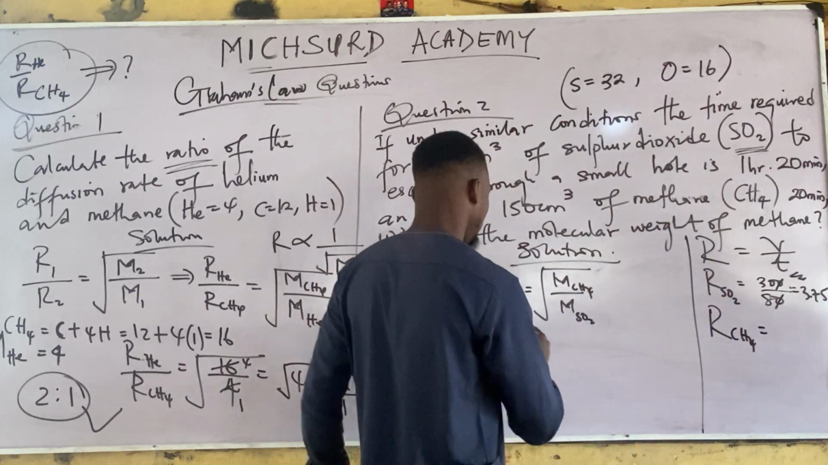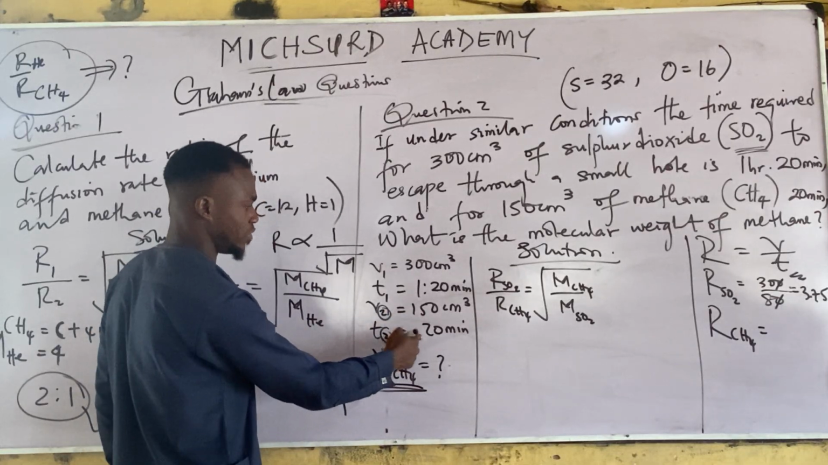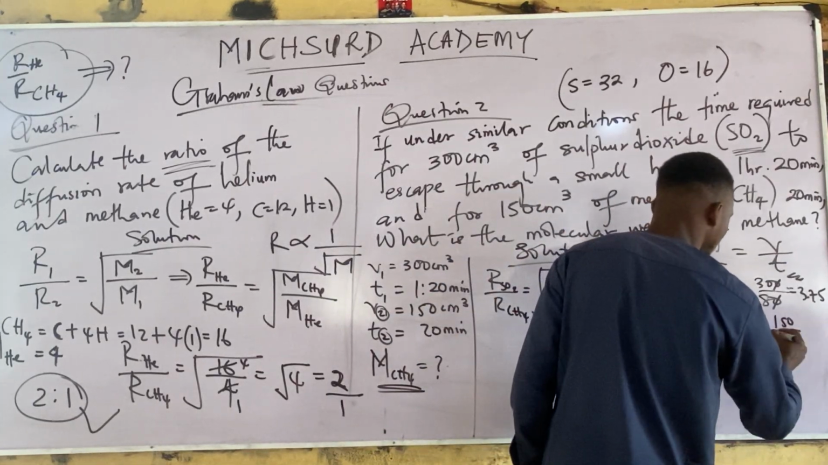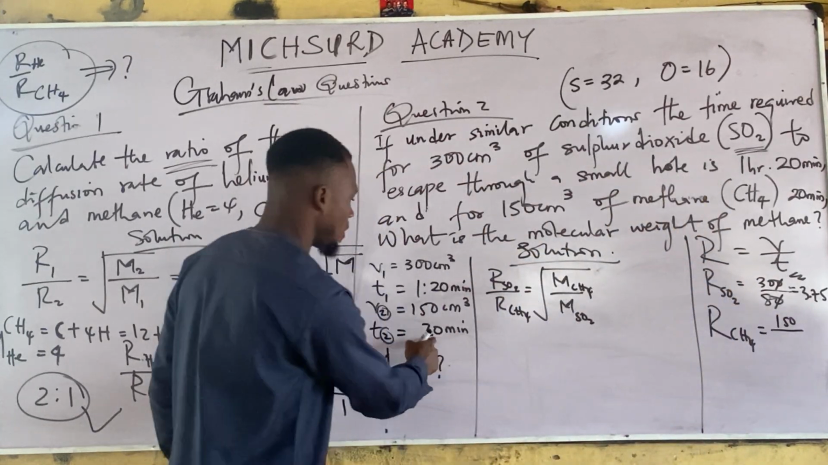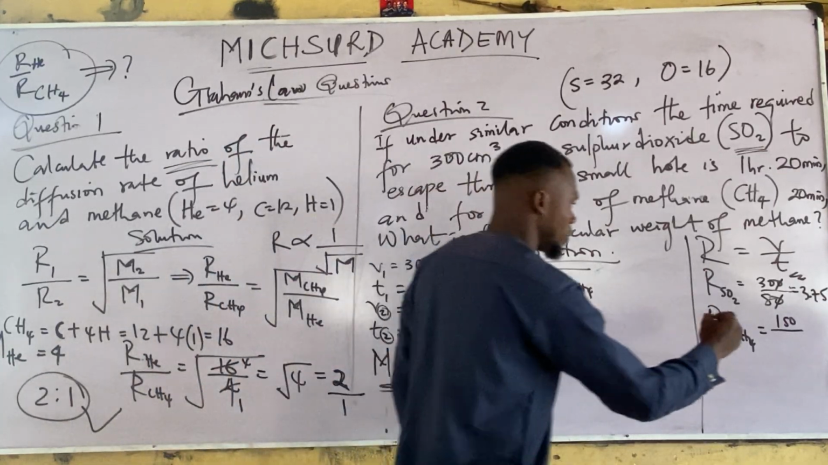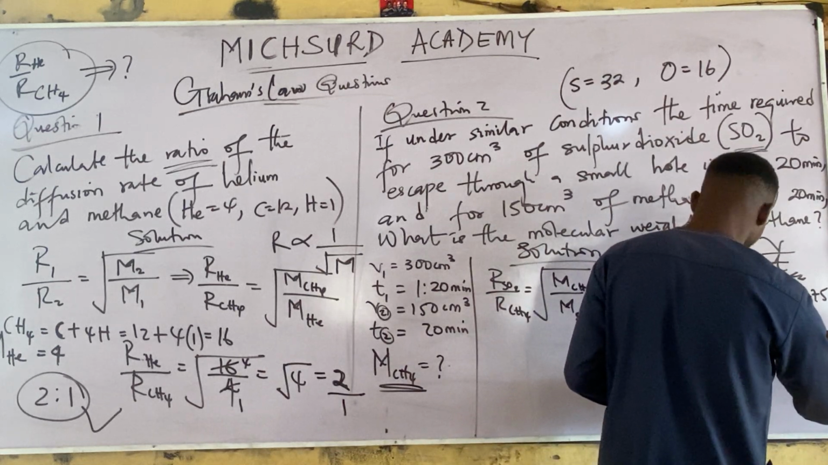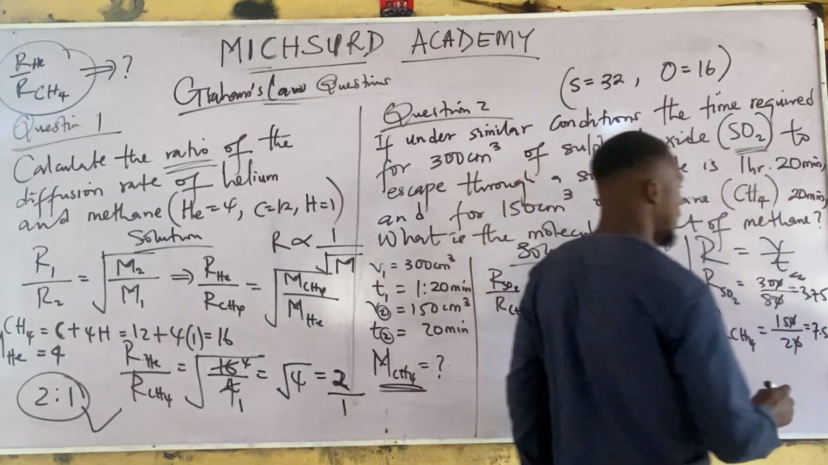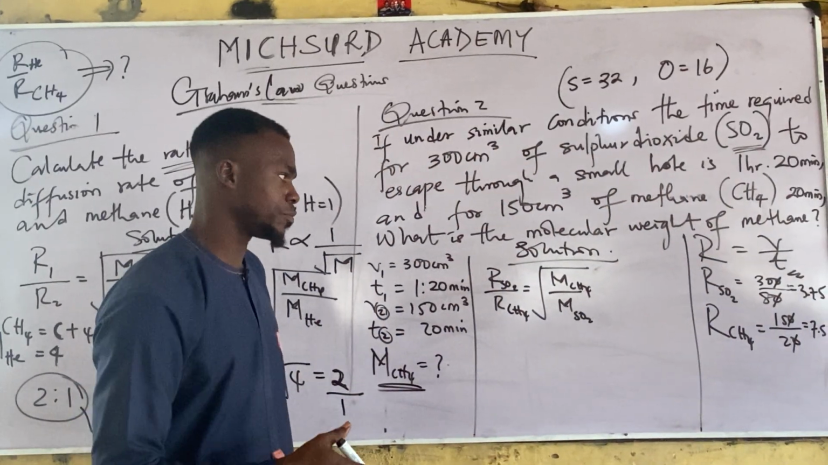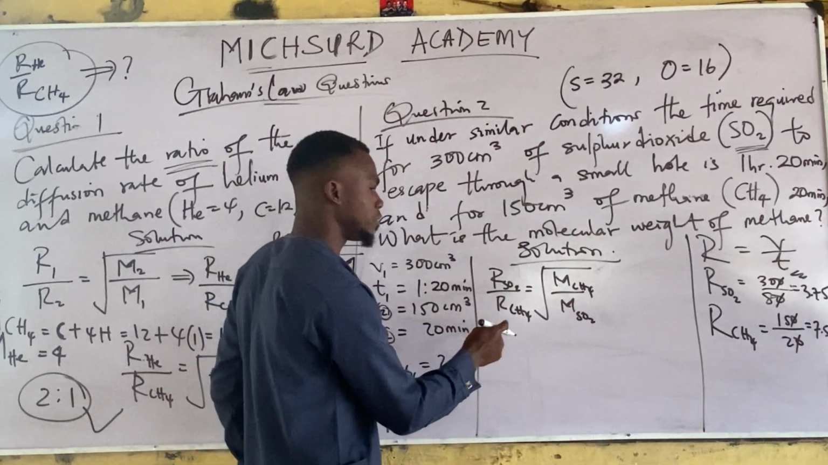Then let us get the rate of diffusion of methane. For methane, we are looking at the second case, where the volume is given and the time is given. We have 150 centimeter cube as the volume, so 150 divided by the time. The time is already in minutes, which is 20 minutes. If you substitute, you can see that the zero will cancel out here, giving you 7.5 centimeter cube per minute. So this is how we get the rate of diffusion.